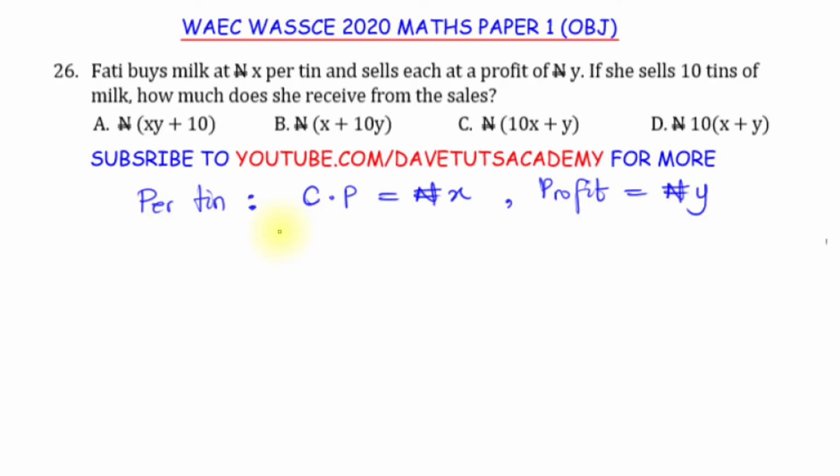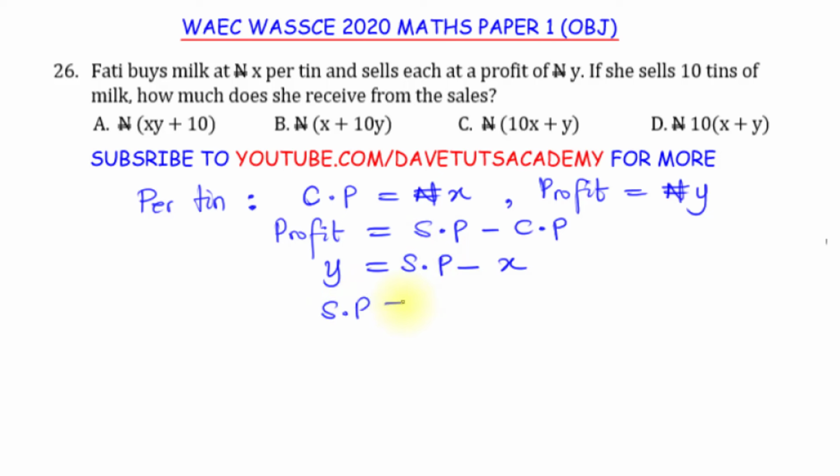Okay, now we need to know the selling price so that we can know how much she receives from the sales. And we know that by reason of our understanding of profit and loss, the profit is the selling price minus the cost price. Okay, in this case we are given profit to be Y. We are looking for the selling price minus X. So if we just rearrange this, the selling price will be X plus Y. Okay, that is in naira. But this is for one tin now.